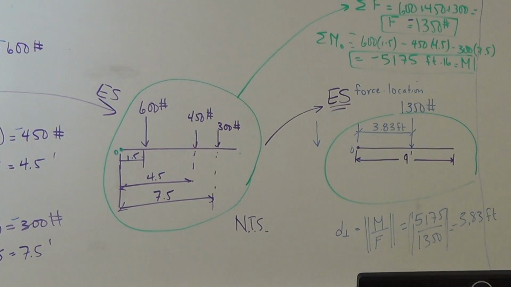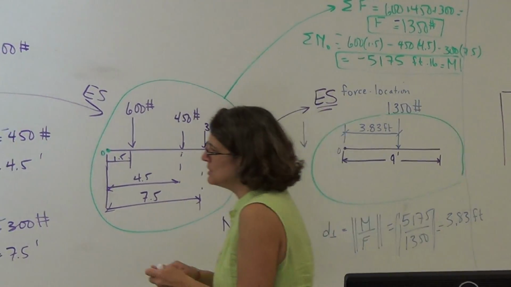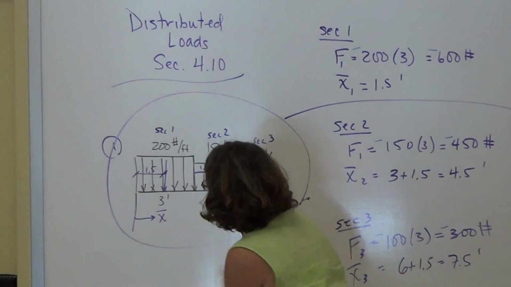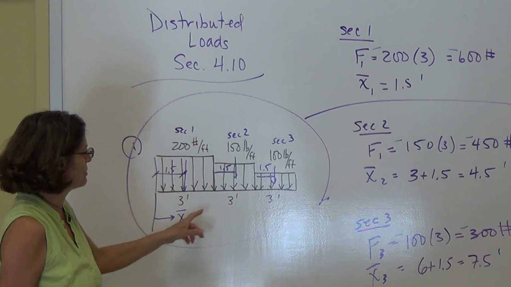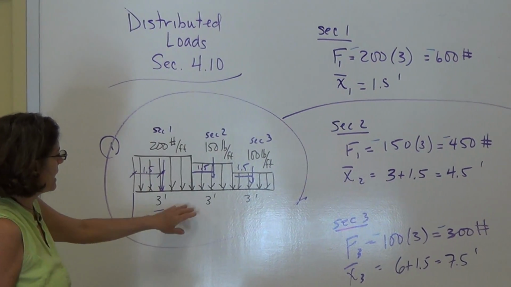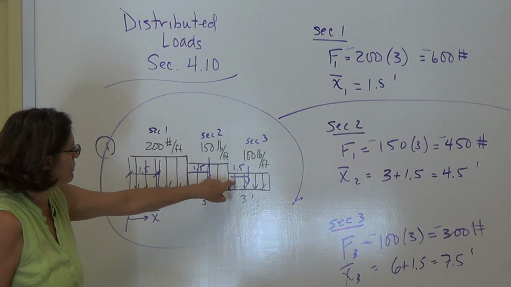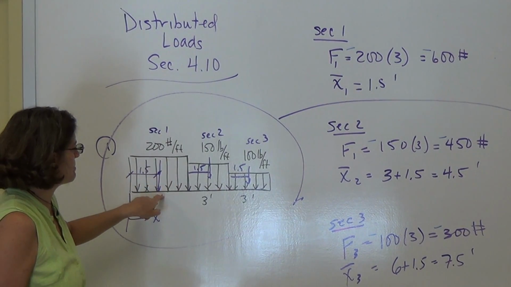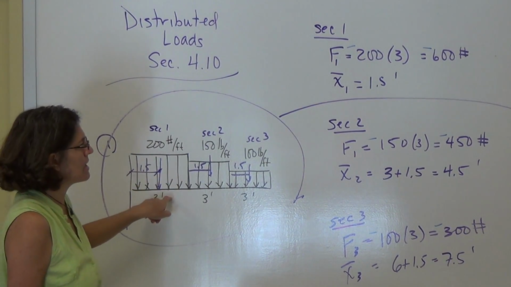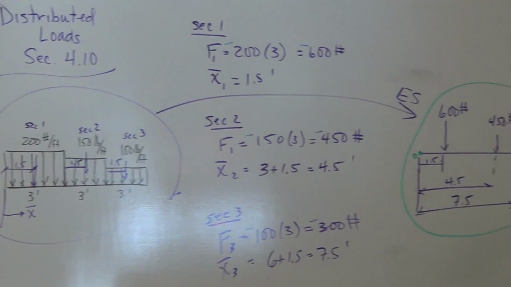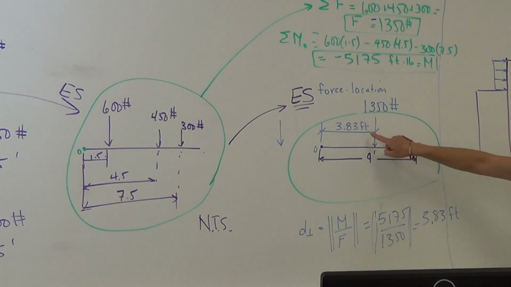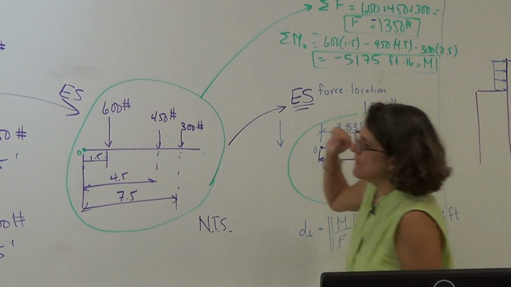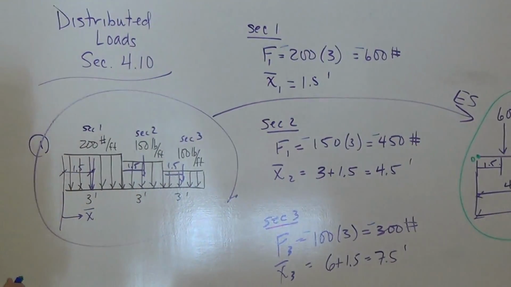Which means that this system of distributed loads, we had 1, 2, 3 rectangular distributed loads on the beam. In the end, we found that these 3 distributed loads are exactly the same as having one force of 1,350 going down, set at 3.83 feet from the left side. This and this are exactly the same.